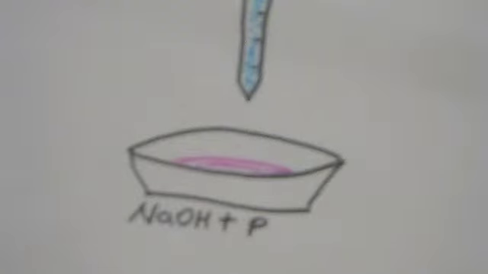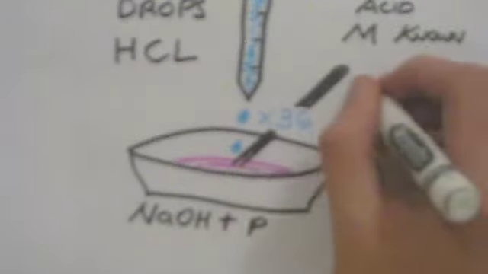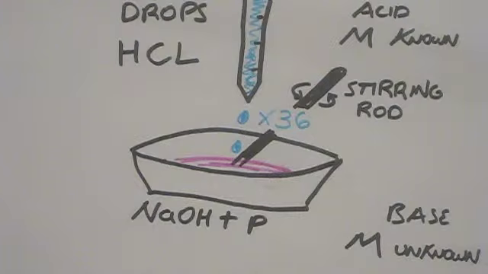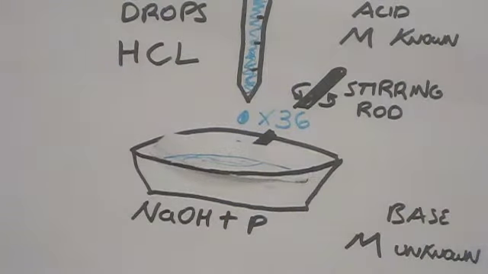We're going to pour drop after drop of hydrochloric acid solution of known molarity, and we know that the molarity of this hydrochloric acid solution is 1. Drop it drop by drop into the sodium hydroxide, it took 36 drops in order to turn the solution clear. It turns out that 36 drops equals about 1.2 ml. So now we have enough information to calculate the molarity of the unknown sodium hydroxide solution.